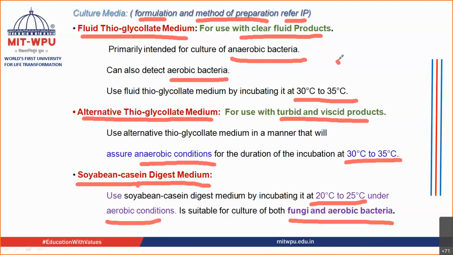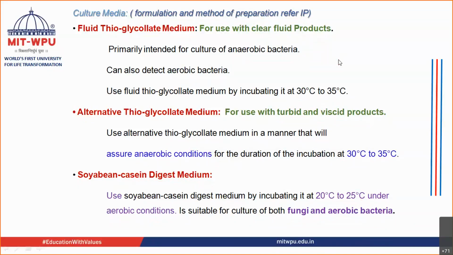Okay, moving ahead, this is about the culture. The thing you have to remember over here is that there are three culture media that have been given: fluid thioglycolate medium, alternate thioglycolate medium, and soybean casein digest medium. These are used in order to carry out the test for sterility.